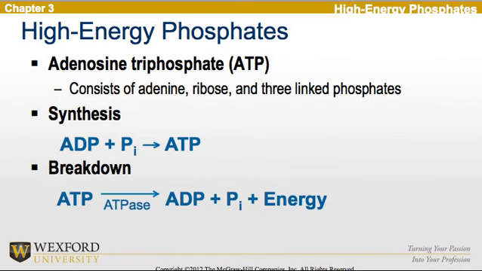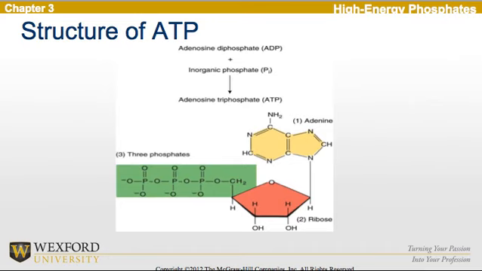I now want to move our discussion to high-energy phosphates. The most common is adenosine triphosphate, also called ATP. ATP consists of an adenine, a ribose, and 3 linked phosphates. The synthesis looks like ADP plus a phosphate giving you ATP, whereas in the breakdown you have ATP utilizing the enzyme ATPase that will lead to ADP plus a phosphate as well as energy. Please see the diagram below to see the structure of ATP.